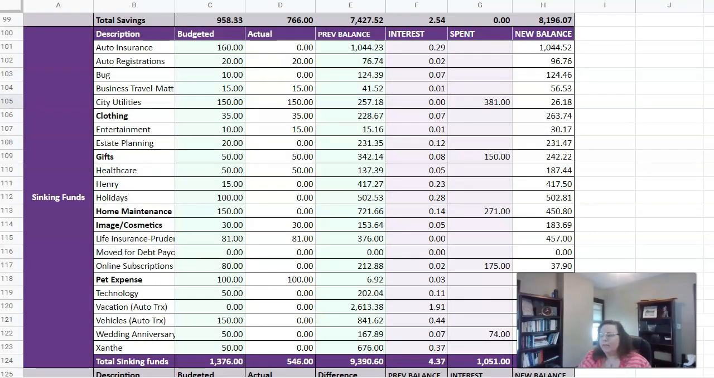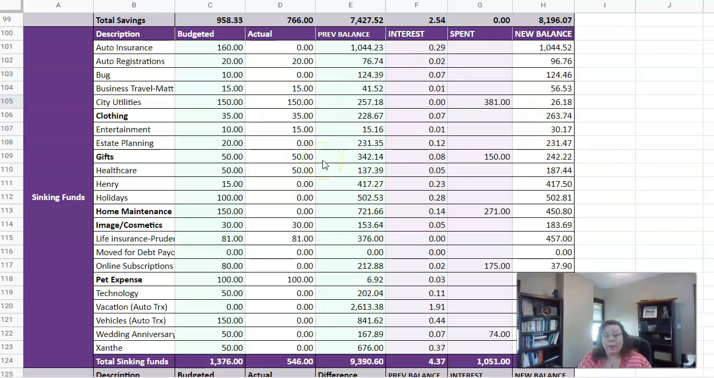Next up is our sinking funds, and you can see we have a lot of them, and there's a reason for that. If you go back to the extras section and envision all those different things that were happening that month, that is exactly why we want sinking funds.